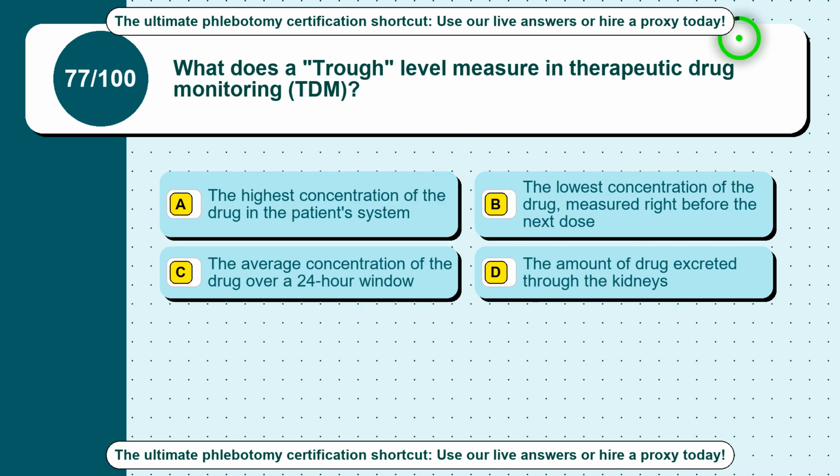Question 77. What does a trough level measure in therapeutic drug monitoring, TDM? Option A. The highest concentration of the drug in the patient's system. Option B. The lowest concentration of the drug, measured right before the next dose. Option C. The average concentration of the drug over a 24-hour window. Option D. The amount of drug excreted through the kidneys.